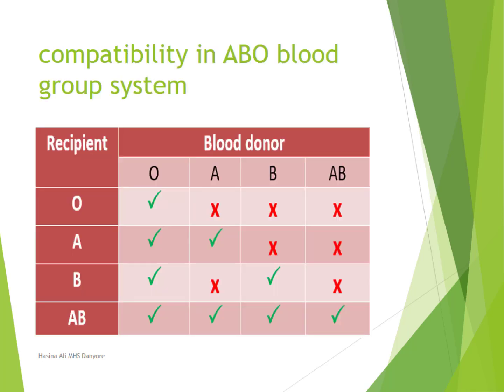So this chart shows compatibility in the ABO blood group system. This chart shows that O blood group is accepted by every blood group including A, B and O. So that's why O is the universal donor, whereas group AB can receive all types of blood including O, A, B and AB. That's why it is called universal recipient.